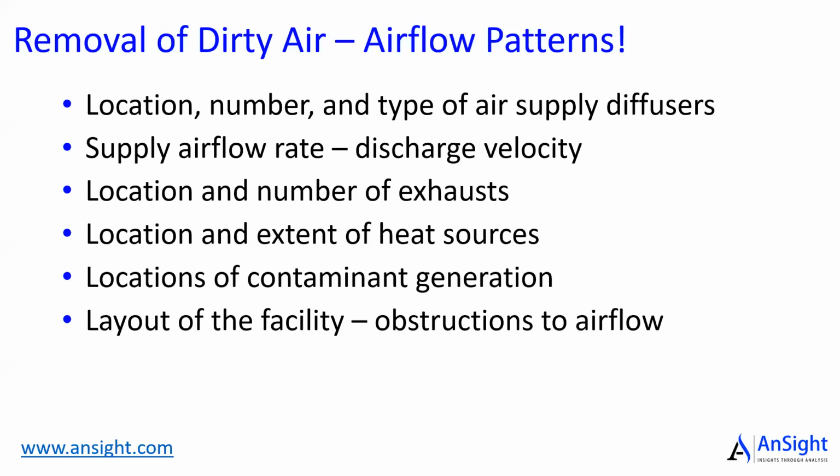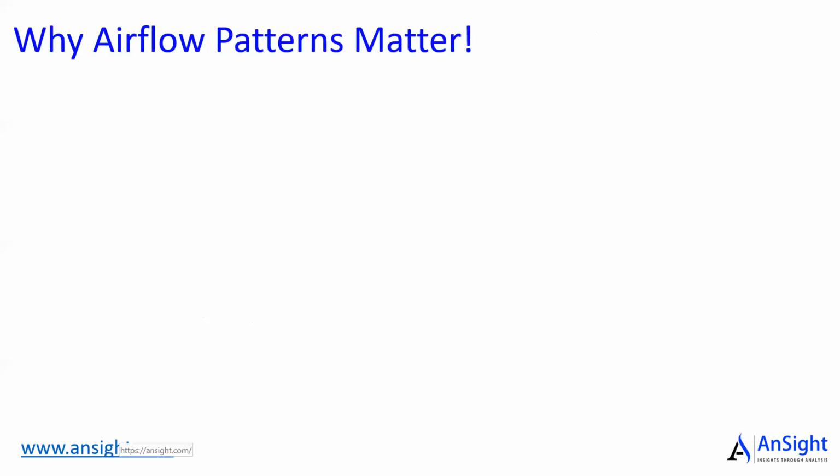All those things matter because those are all obstructions to airflow. If you create large obstructions to airflow, the air may get stagnant and create a stagnant zone or dead zone, or it may just circulate there like spinning the wheels. And if the contaminants are caught in that circulatory zone, they will stay there for a long time. So these are some of the factors that can affect the removal and airflow patterns in the space.